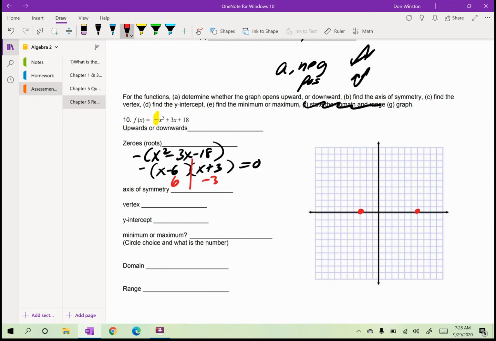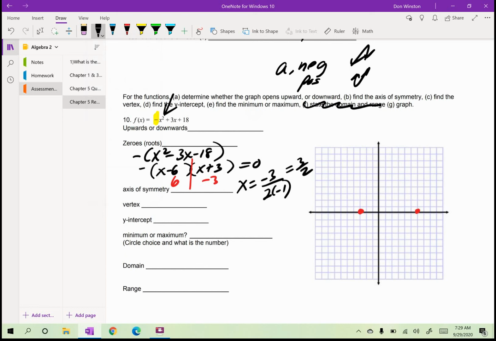All right, so the axis of symmetry here. Looking at this, x is equal to negative b, b is 3, over 2 times a, and a is negative 1. So this is going to be negative 3 over negative 2, so that will be 3/2 there.